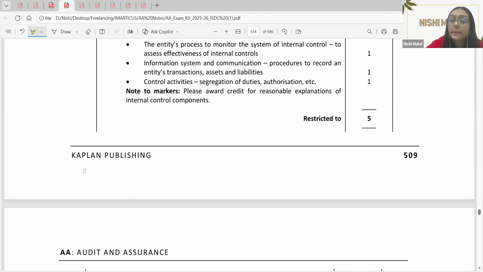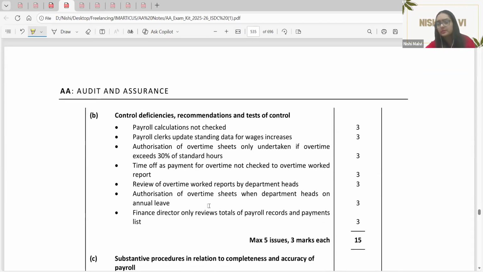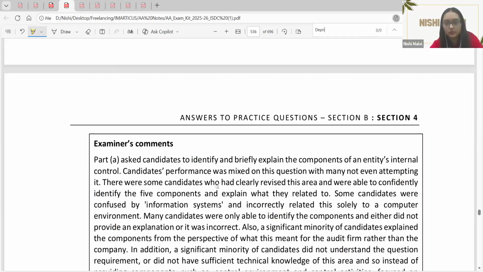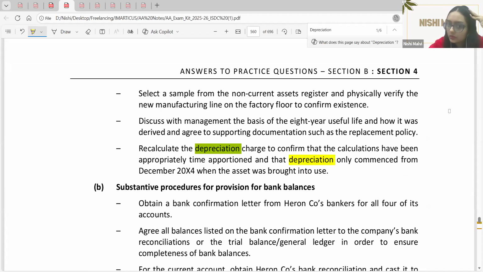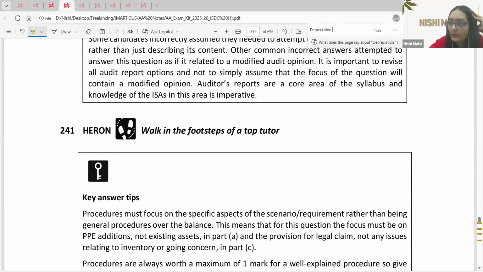What else have we left with? Hmm? Estimates, depreciation, only depreciation, no? Nothing else? Which question is it? Heron Company. We did Heron Company yesterday only.